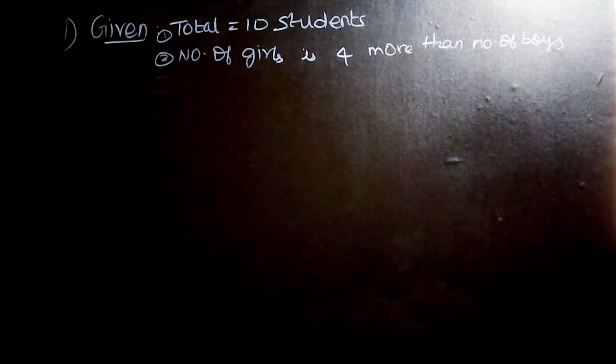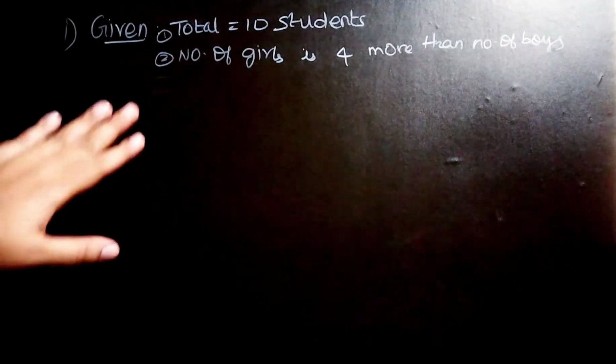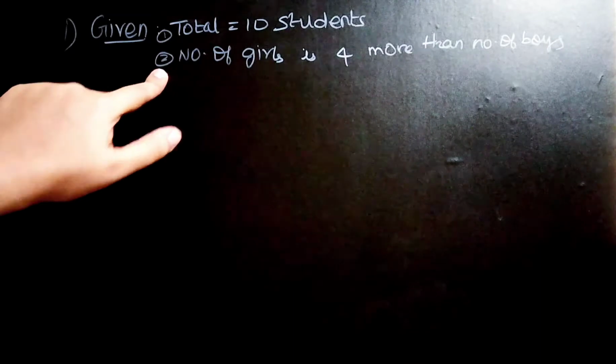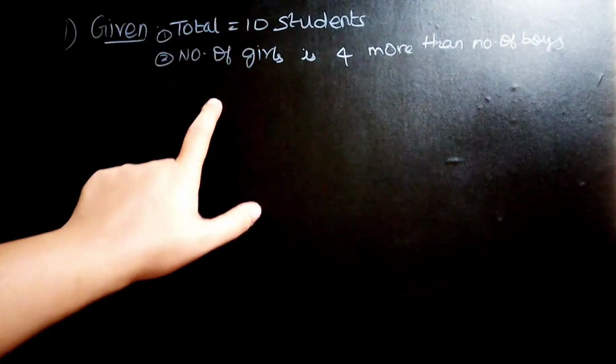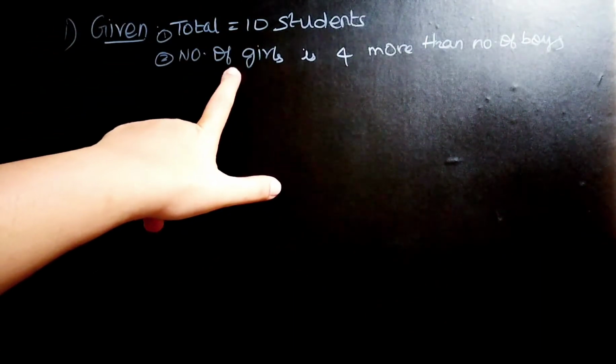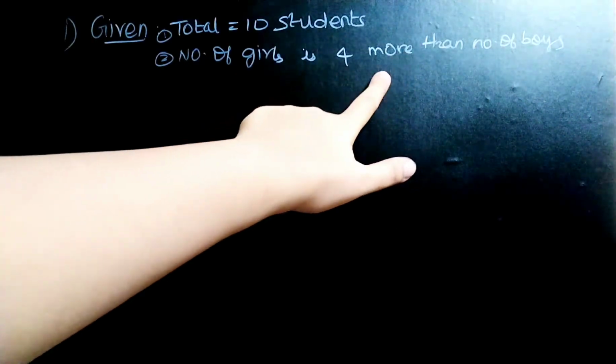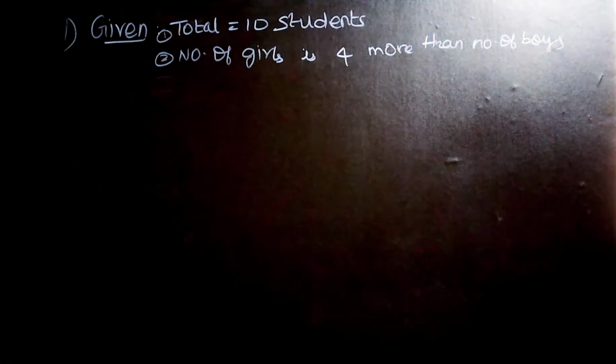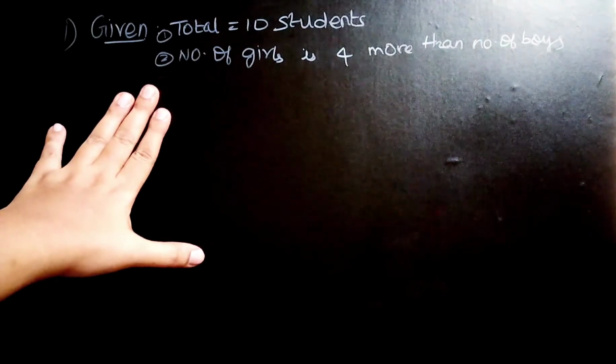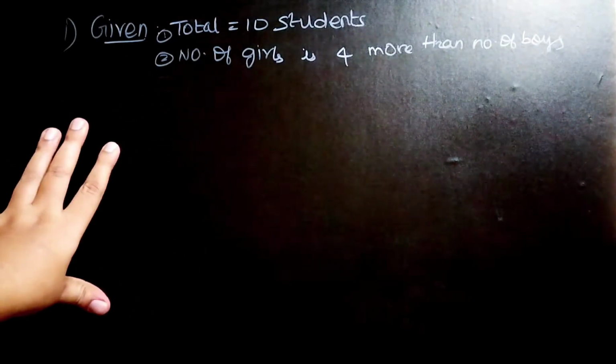First of all, read out the question twice or thrice and understand what they have given and list out the conditions. Here they have given a total of 10 students, and the other condition is the number of girls is 4 more than, which means we need to use addition. So these are the two hints that we will use to form the equations.